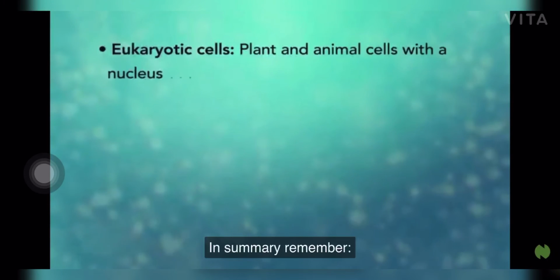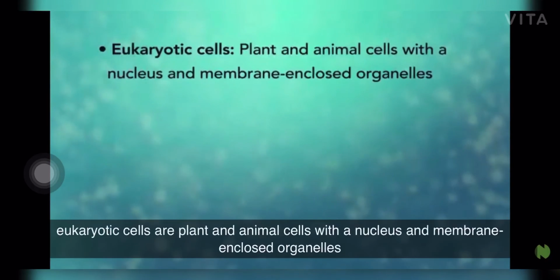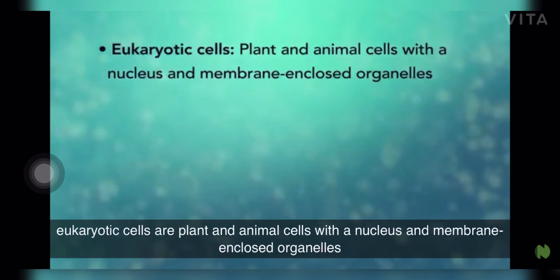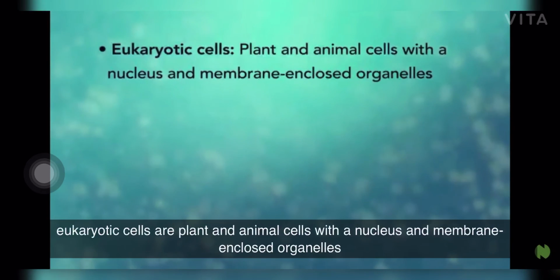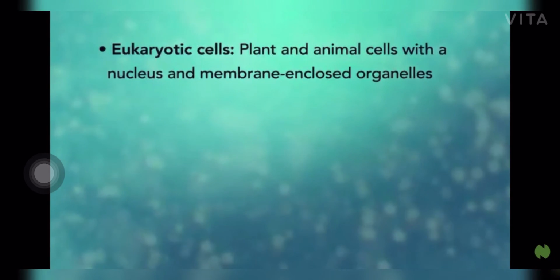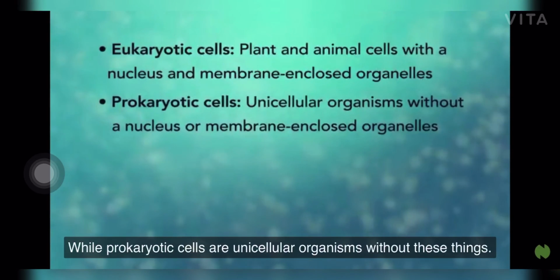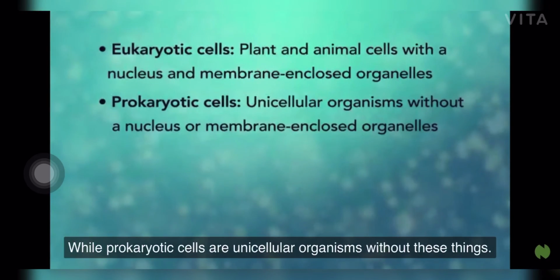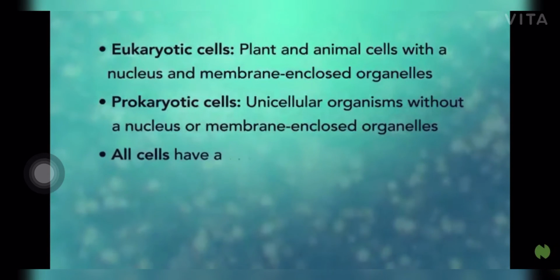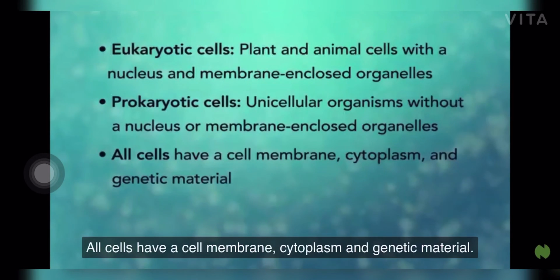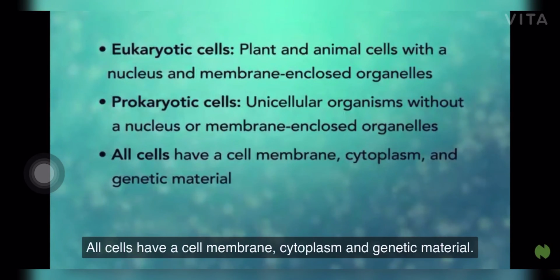In summary, remember, eukaryotic cells are plant and animal cells with a nucleus and membrane-enclosed organelles, while prokaryotic cells are unicellular organisms without these things. All cells have a cell membrane, cytoplasm, and genetic material.